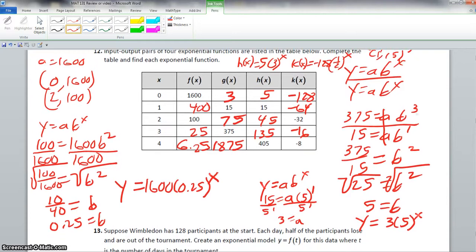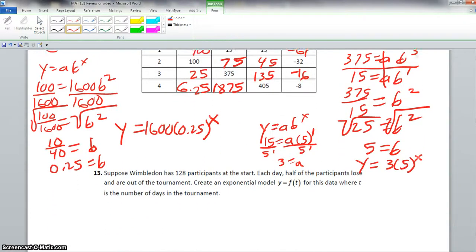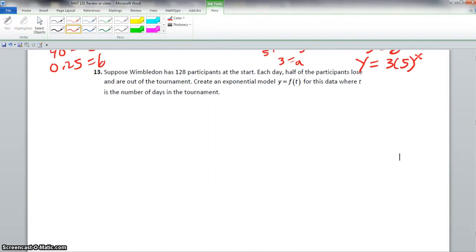Now, we scroll down here to number 13. It says, suppose Wimbledon has 128 participants at the start. Each day, half of the participants lose and are out of the tournament. Create an exponential model y equals f of t for this data where t is the number of days in the tournament. So now, our usual equation is y equals ab to the x. But we will have f of t is equal to ab to the t.